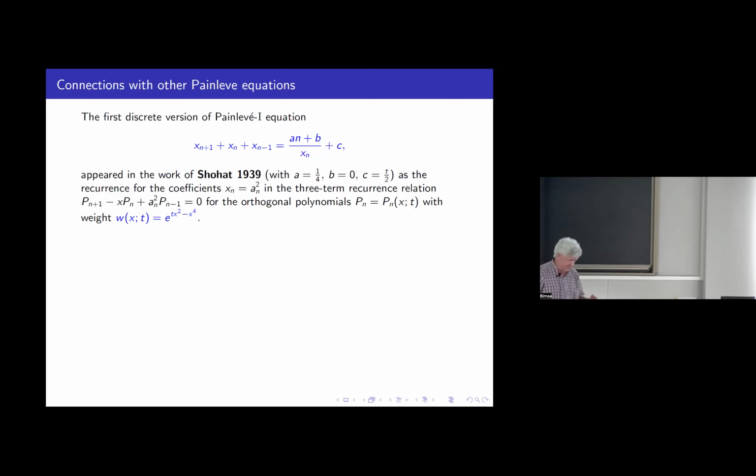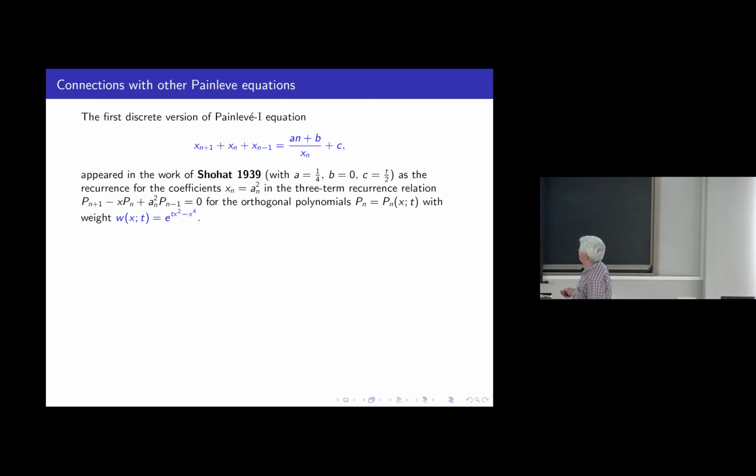You have a weight, and you have a three-term recurrence relation, right? So basically, the problem is, if you know the weight, how to find the coefficients in the recurrence relation. Of course, there is a general formula, but for this you have to do some general things. In this case, Shabat said that there is a better way. All you have to do is find this coefficient, and this coefficient should depend on t, right?